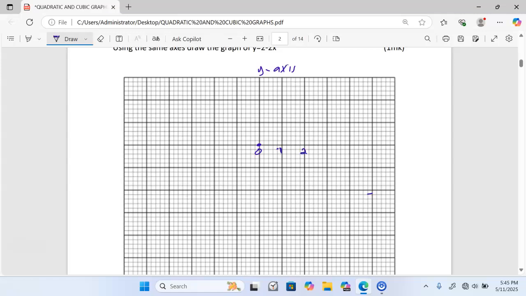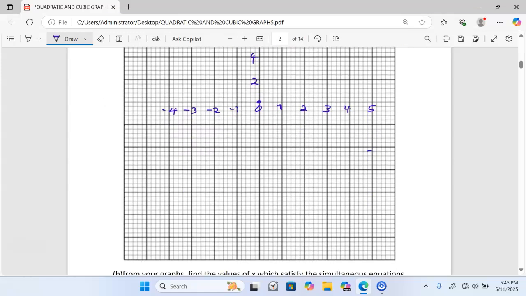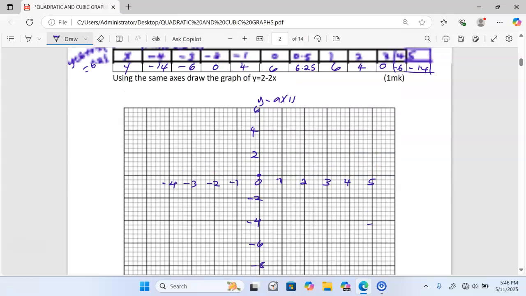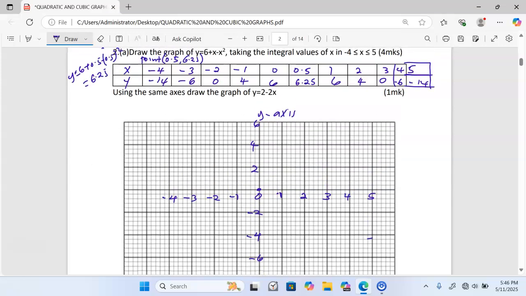Then we have 1, 2, 3, 4, 5. Then we have -1, -2, -3, -4. Going up, we are going to have 2, 4, 6. Going down, we are going to have -2, -4, -6, -8, then -10, -12, and -14, so that we have all our points captured. Having gotten now our scale correctly, we go and start our plotting.